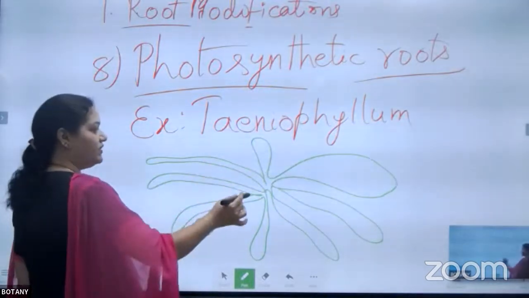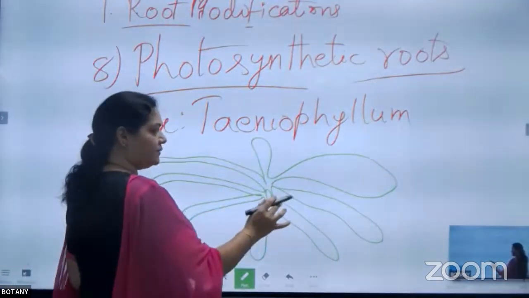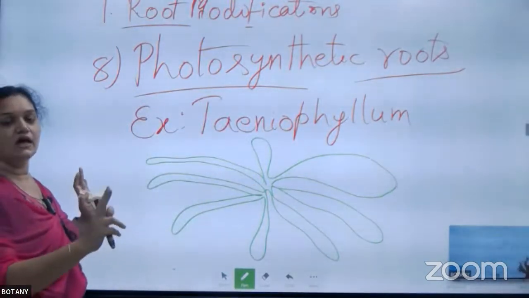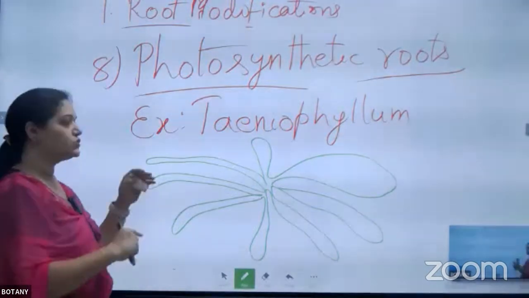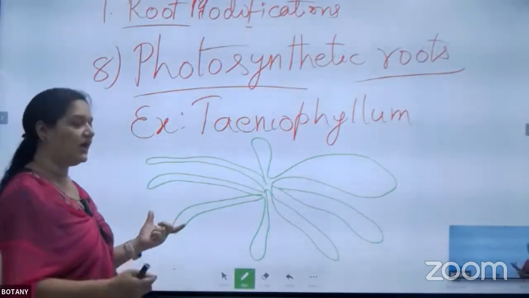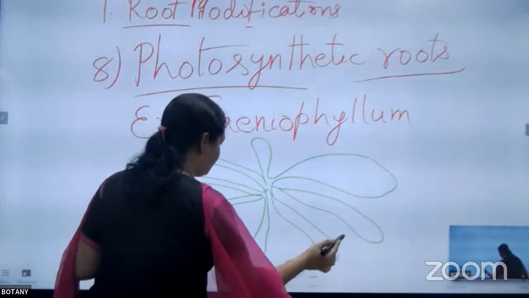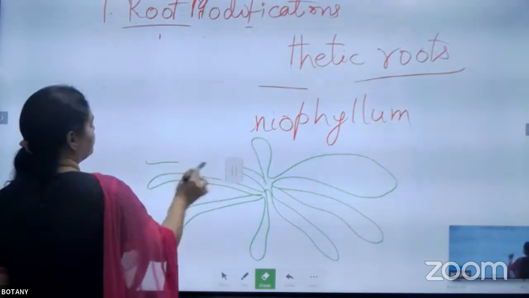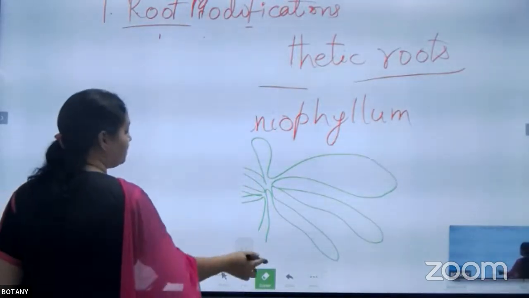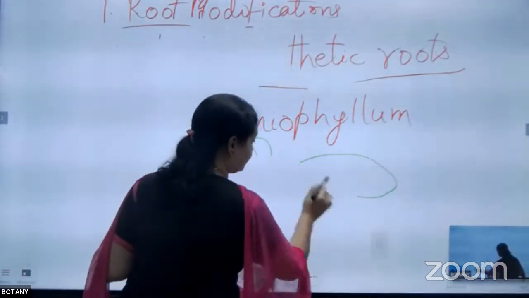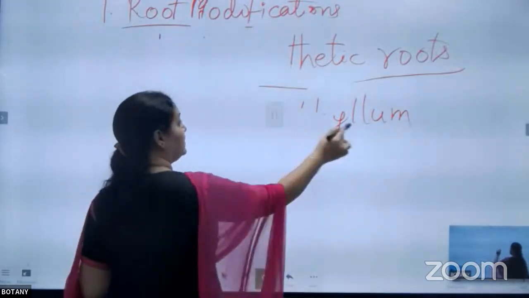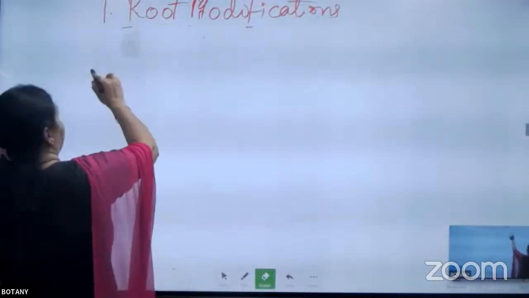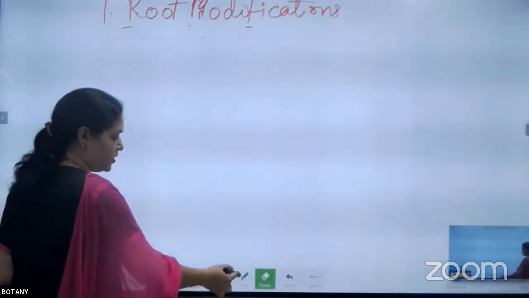So like this, we have to draw the diagram, simple diagrams, and we have to give the explanation in two sentences or else in one sentence, so that 8 out of 8. And in this, you have to follow the order for the root modifications. Order should not be jumbled at any cost. So remember the order and go with the explanation part for the root modifications.